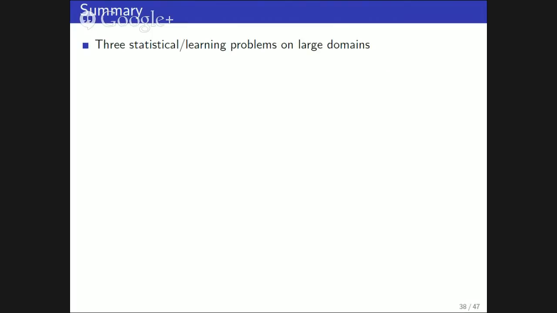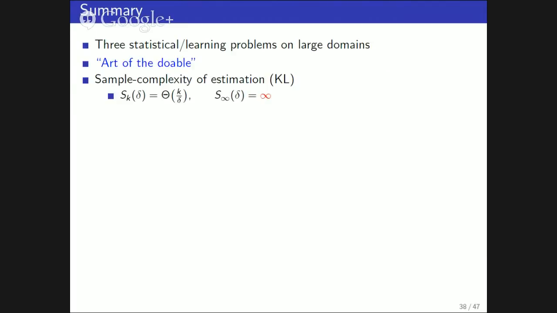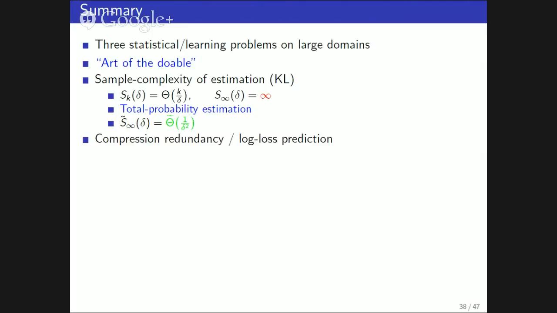Okay. So we talked about 3 statistical learning problems over large domains. For all of them, we approached them from the point of view of doing the doable. First one was sample complexity of estimation. The results, let's say, are for KL divergence, but you can do them for L1 distance. If you want to estimate a distribution of size k, then you need roughly k over delta samples, and in the worst case of all k, you need infinity. But if you look at total probability estimation, then the number of samples you need goes to 1 over delta squared, which has no k in it.